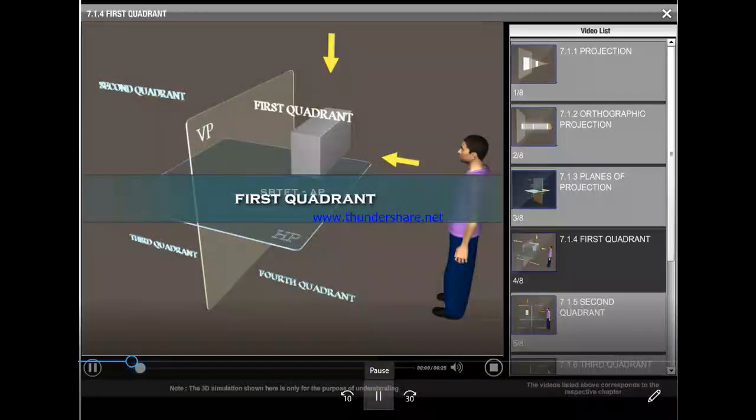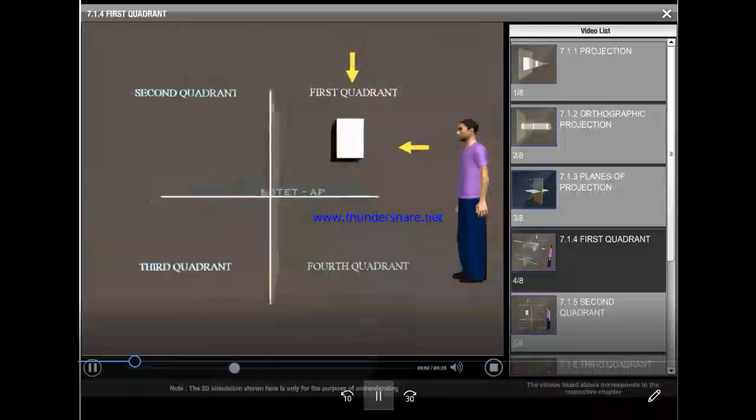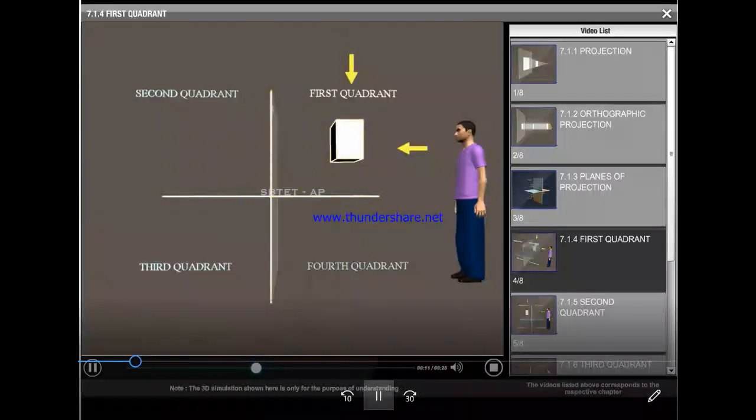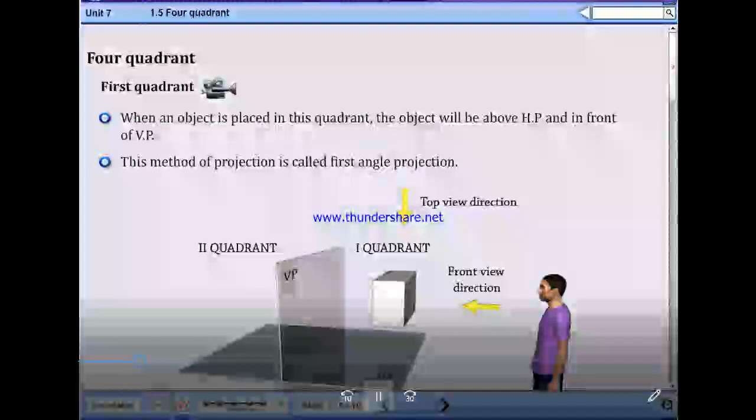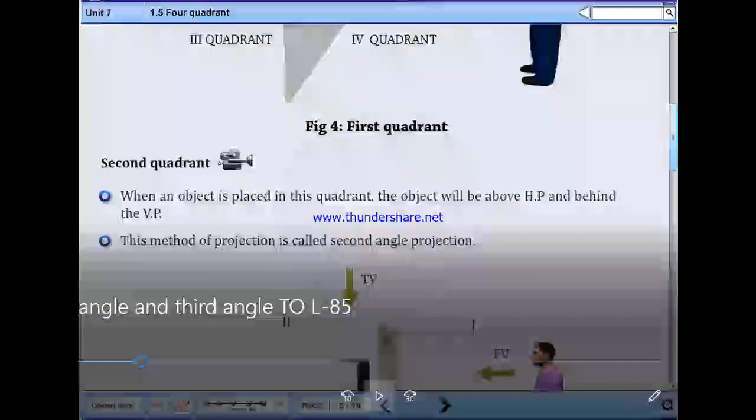First quadrant. In this video, we will see how an object is placed in the first quadrant. In this quadrant, the object is placed above the horizontal plane and in front of the vertical plane with respect to the observer. In the next video, we will see about the second quadrant. Note on the figure also.